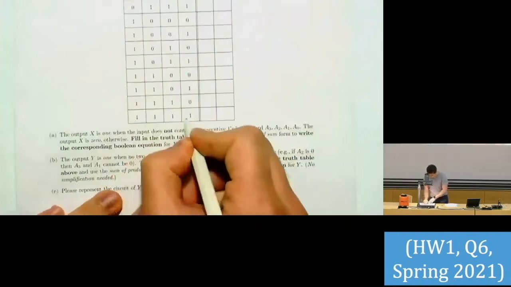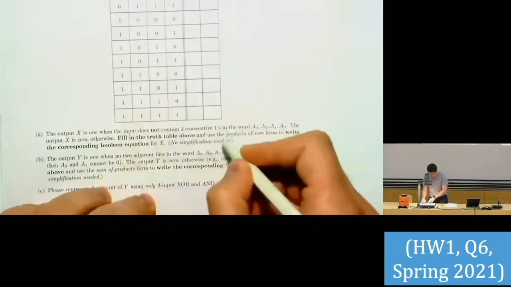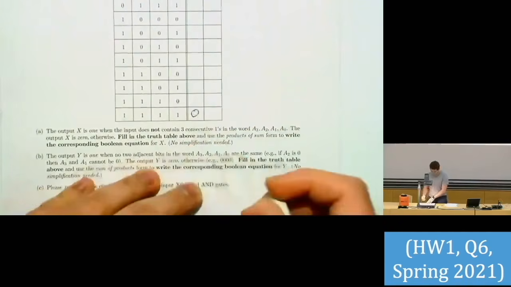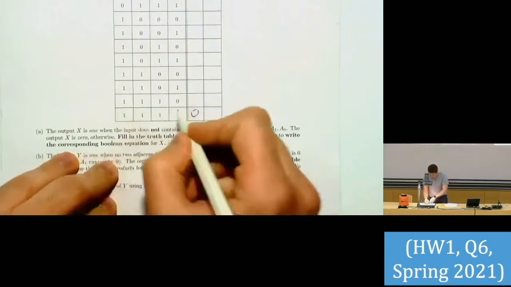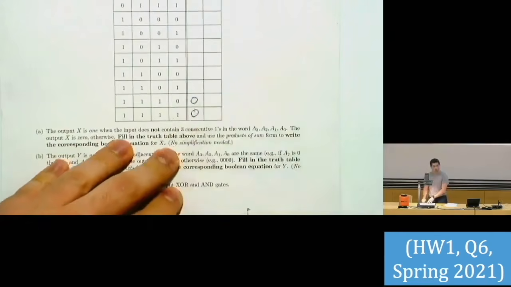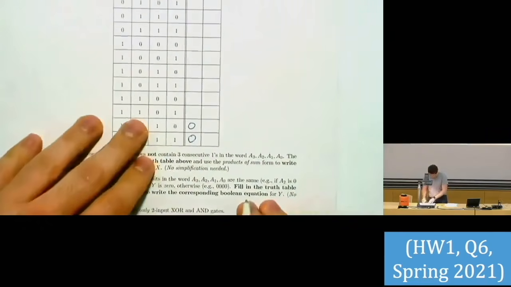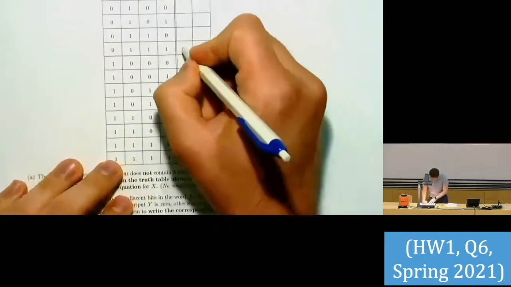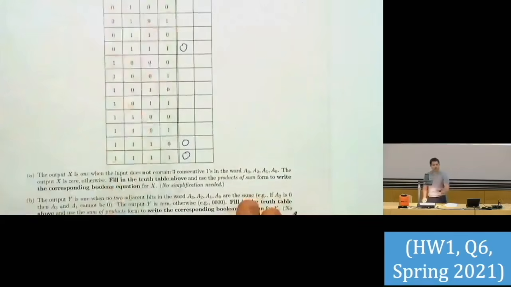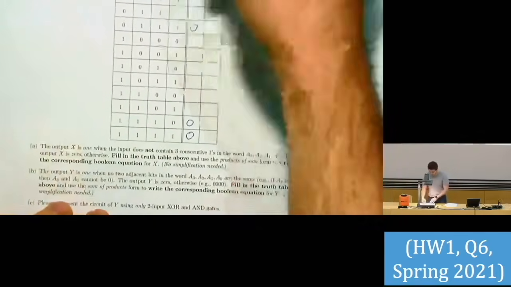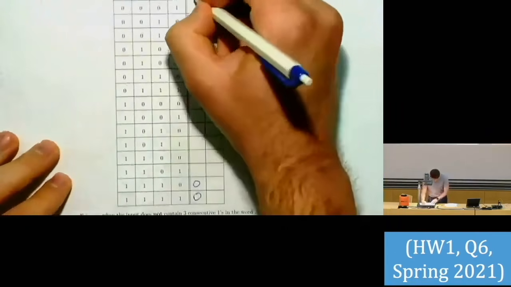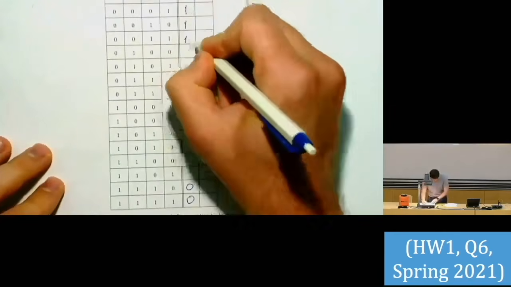For example, this one contains 3 ones consecutively, so here X should be 0. And we also have 3 consecutive ones here, so here also X should be 0. And the last one is here, so this is 0. But for the rest of these, X will be 1, because for the rest of them I won't have any 3 consecutive ones. Let's just very quickly write this.